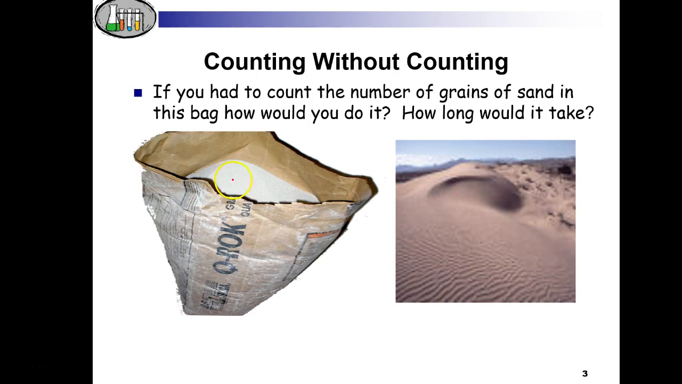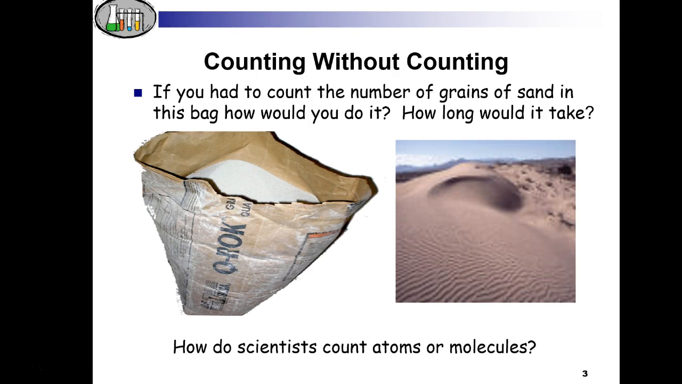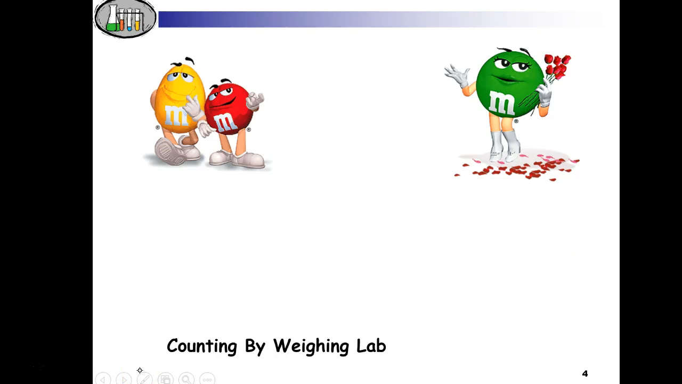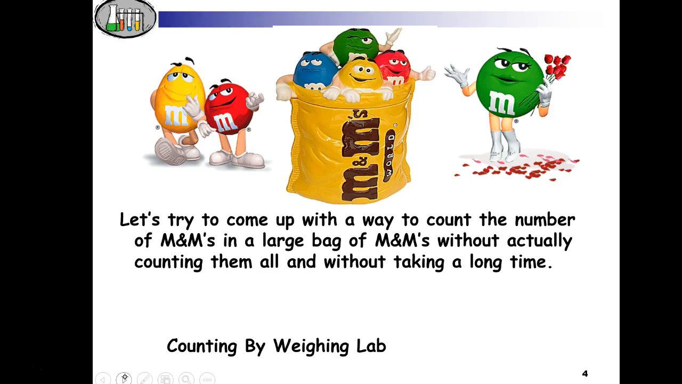Same idea. If I had to count all the grains of sand, that would take an awfully long time. But it is possible to count without actually physically counting them. So atoms and molecules are analogous to our grains of sand. It's really hard to count them. First of all, we can't see them. And second of all, there's a lot. So what we're going to do is talk about counting by weighing.